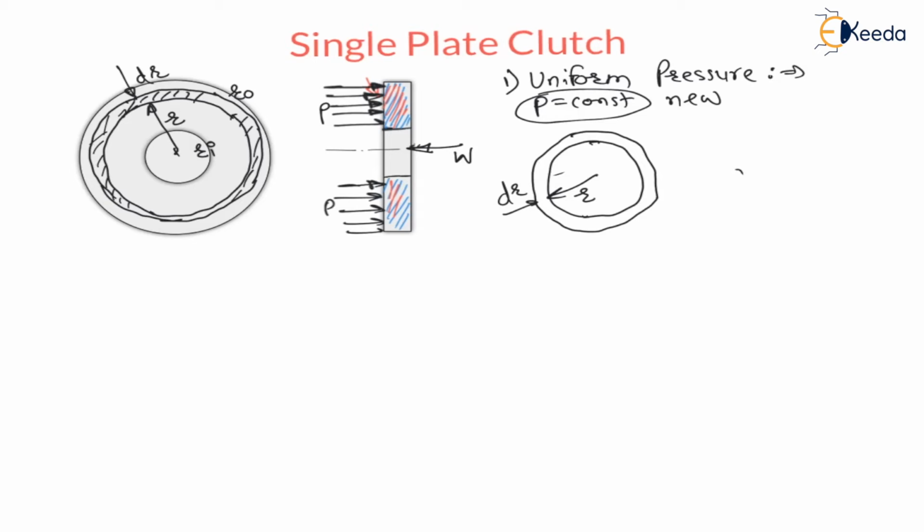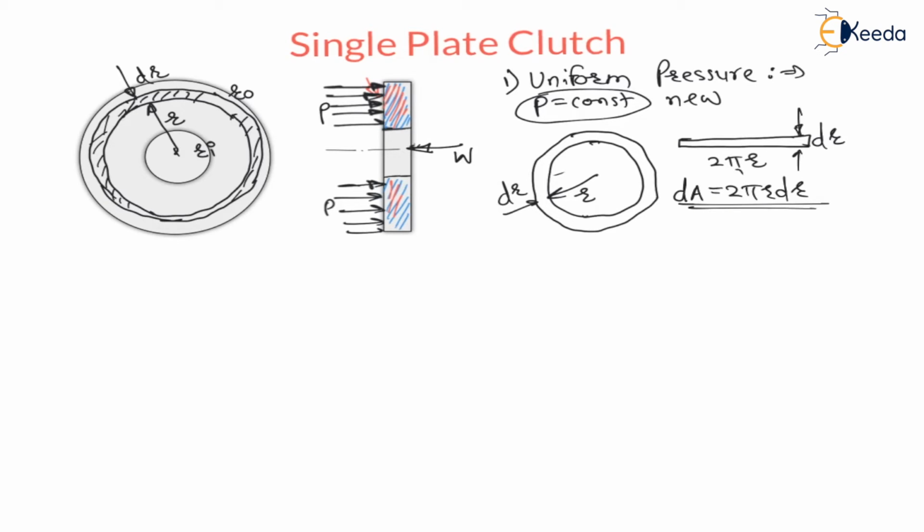Now what will be the area? If I open this ring, what will be the length of this ring? 2 pi r, that is the circumference. The length of this ring will be 2 pi r, and thickness is dr. Therefore, the area of this small ring, that is a very small area dA, because we are considering a differential element, is 2 pi r dr. This is the very small area of this elemental ring, right?